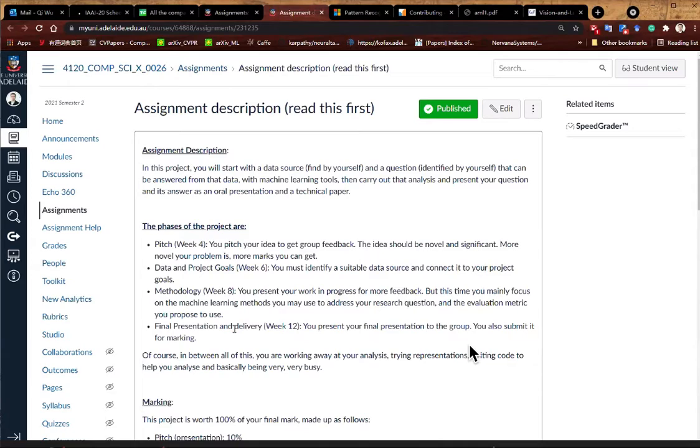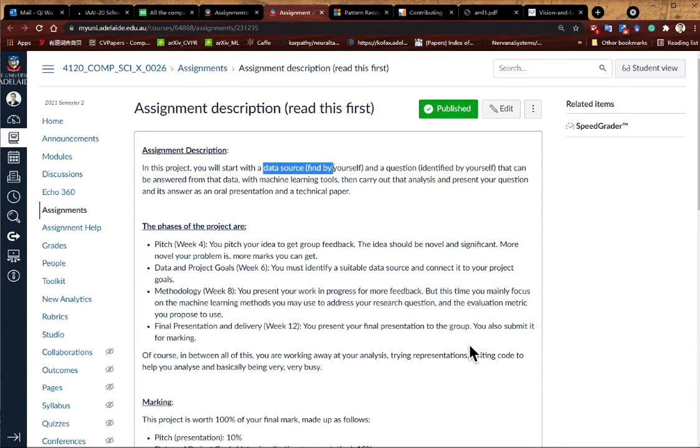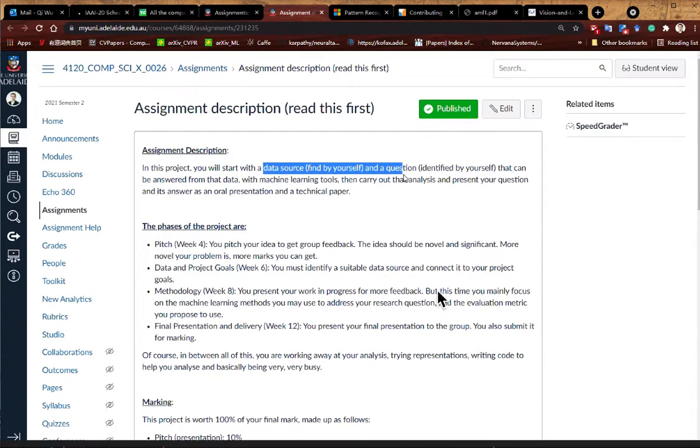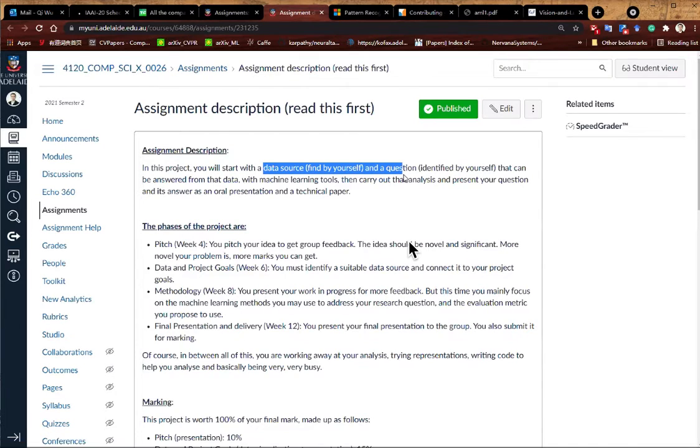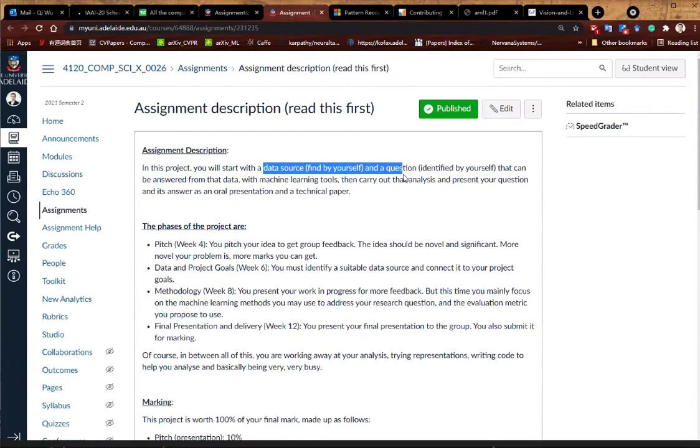description of this assignment. Basically, in this project, you will start with the data source you need to find by yourself, right? And the question identified by yourself. What I suggest, you can do it either way. You can find a question first, then use that question to find a data set, or you can find a useful data set first and ask a question about that data set.